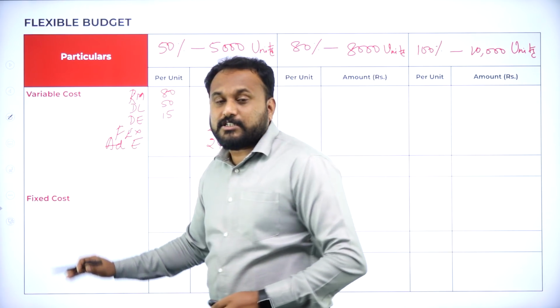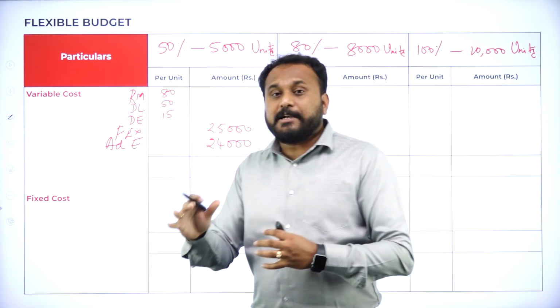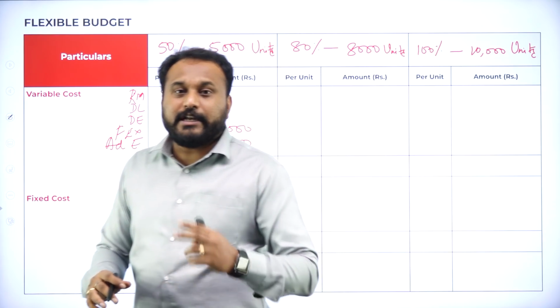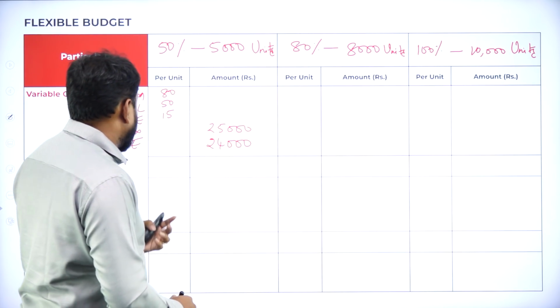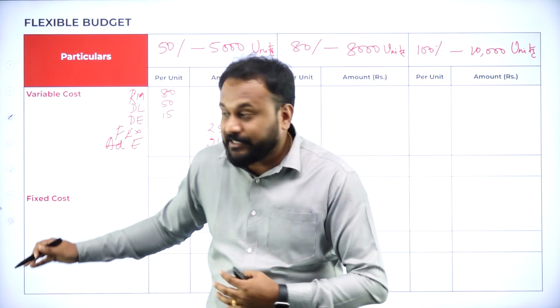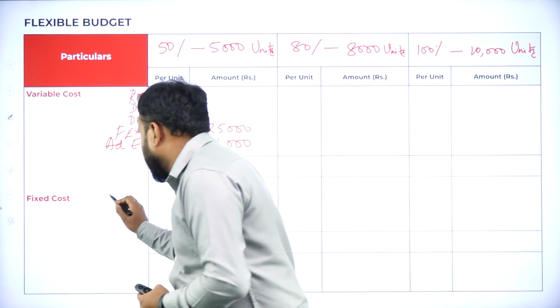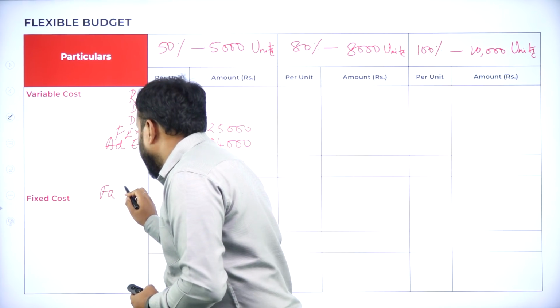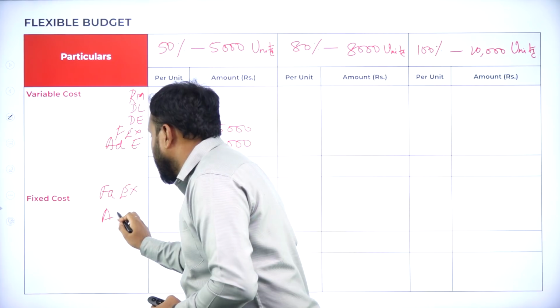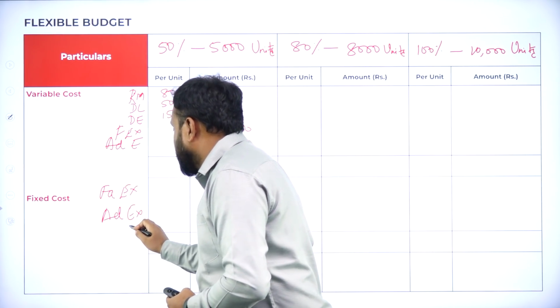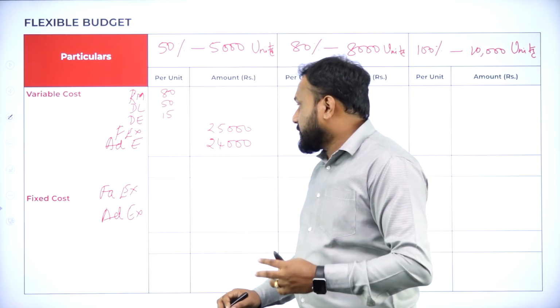Now in the fixed cost, we don't have anything called 100% fixed cost. So we have only two semi-fixed costs. Which are the semi-fixed costs here? They are what we have written here itself: factory expenses, and the same thing you are supposed to say, administration expenses. Two of the things.